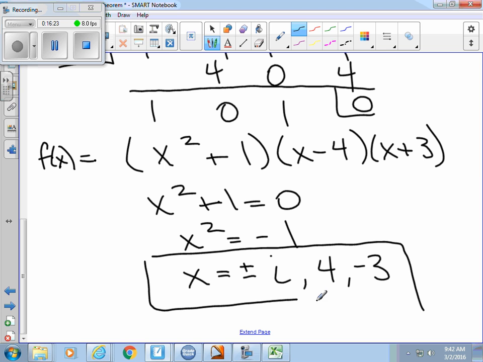Where did you do the x squared plus 1? This right here, Lily. Remember, it was a cubic, so I've gone down another step. So this is a quadratic x squared plus 0x plus 1. And if you did the quadratic formula, you get the same answer. Either way.